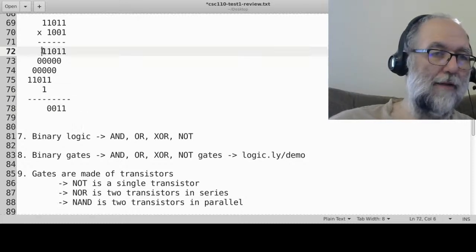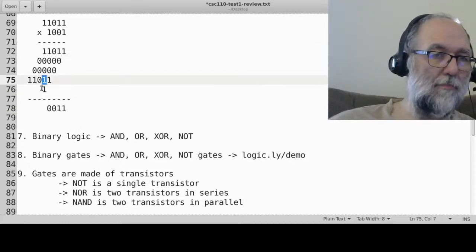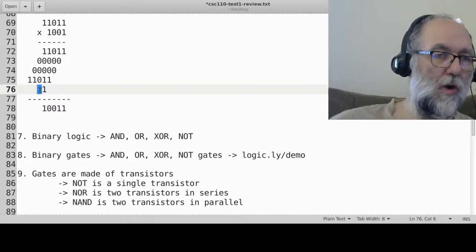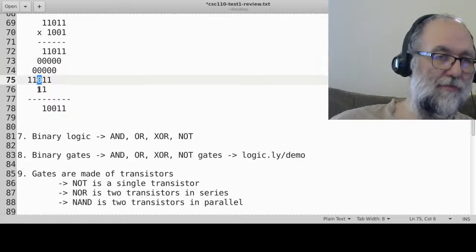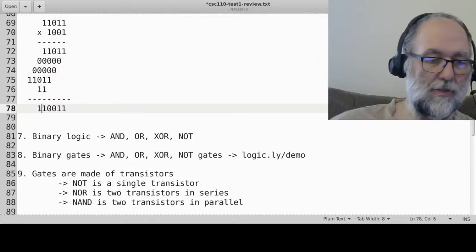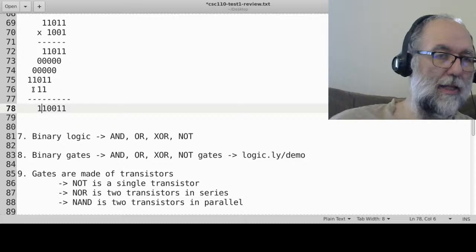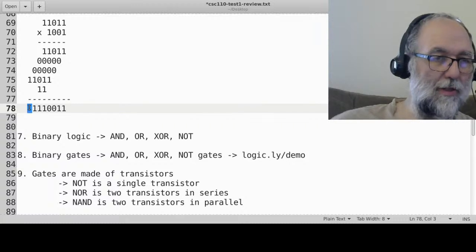Okay. And then I've got 1 plus 1 plus 1, and 1 plus 1 plus 1 is 1, carry 1. Okay, and then in the next column I've got all zeros except for that 1 carry there, so that's 1. Okay, and then the next column I've got just a 1, so there's a 1 there, and then the last column I've got a 1 there, like that.